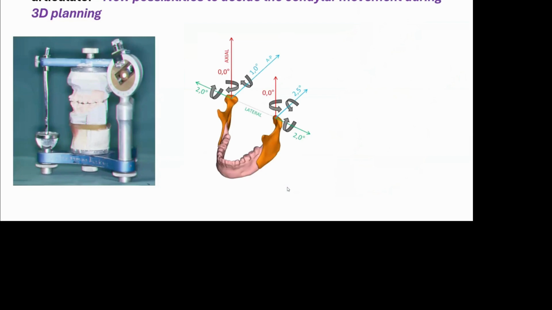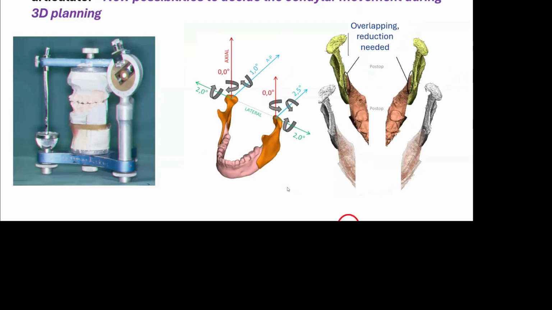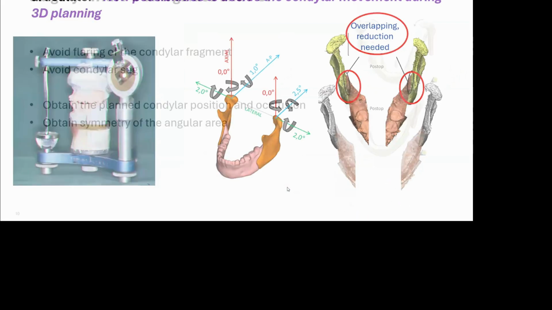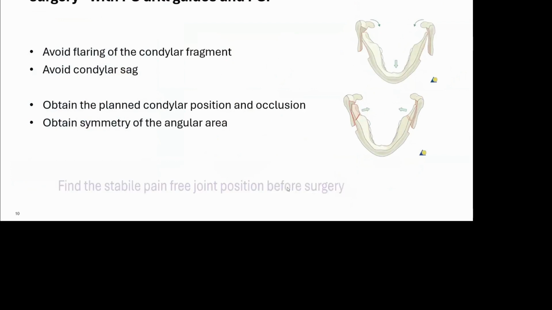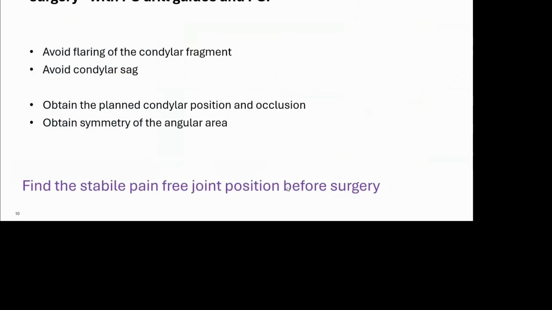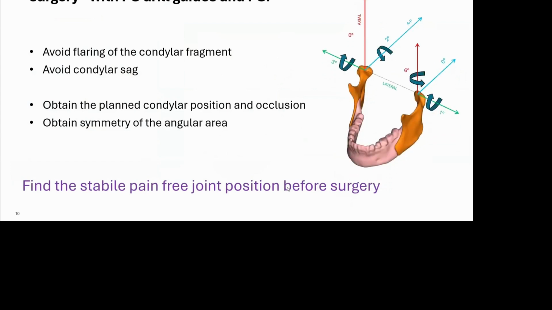So compared to the traditional planning with rigid condyles in the articulator, we really now have new possibilities to decide the condylar movement during the planning and look into where we might have overlapping parts of the bone, not to end up with flaring or condylar sag. So we can avoid condylar flaring with 3D planning, and we can obtain the planned condylar position and occlusion already preoperatively, and we can also obtain symmetry of the angular area if we use patient-specific implants for the mandible.